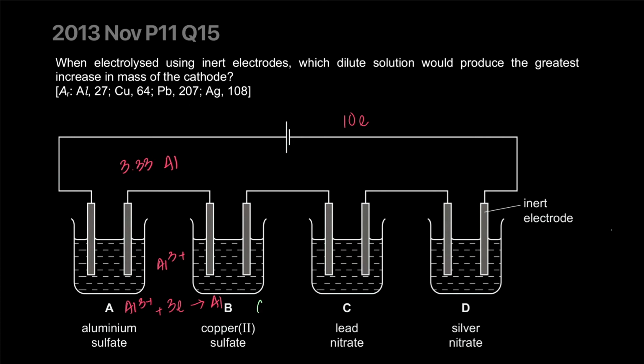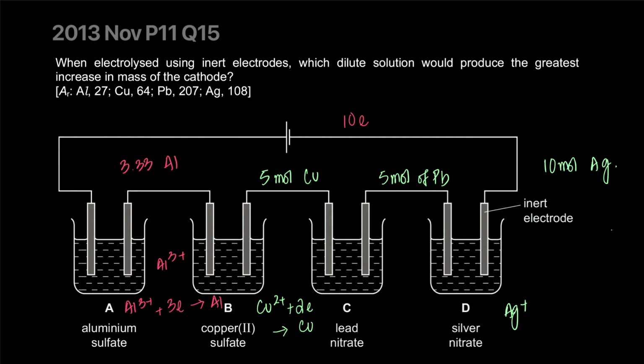What's the equation for copper? Copper is, even the question says, 2 plus, so it will require 2 electrons to produce copper. So 10 will produce 5 moles of copper. This is producing 5 moles of copper. Lead has a 2 plus charge as well, right? So that's going to be 5 moles of lead, 5 moles of Pb2 plus turning into Pb. And the last one is silver. So silver has a plus charge, right? And this will require 10 moles, right? So far, so good.